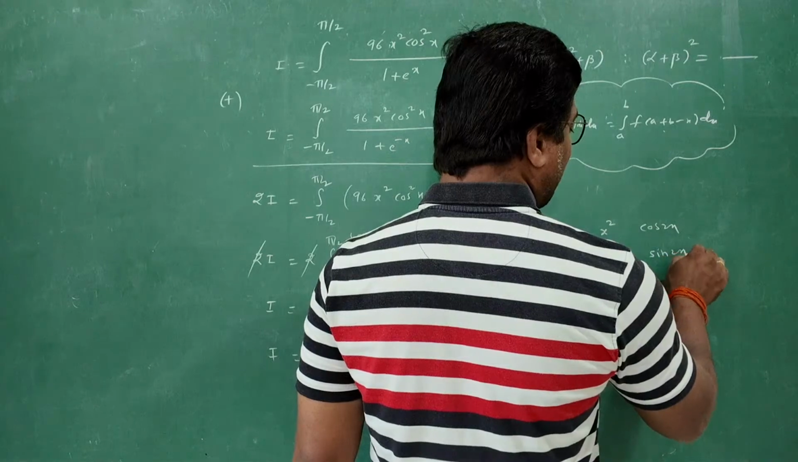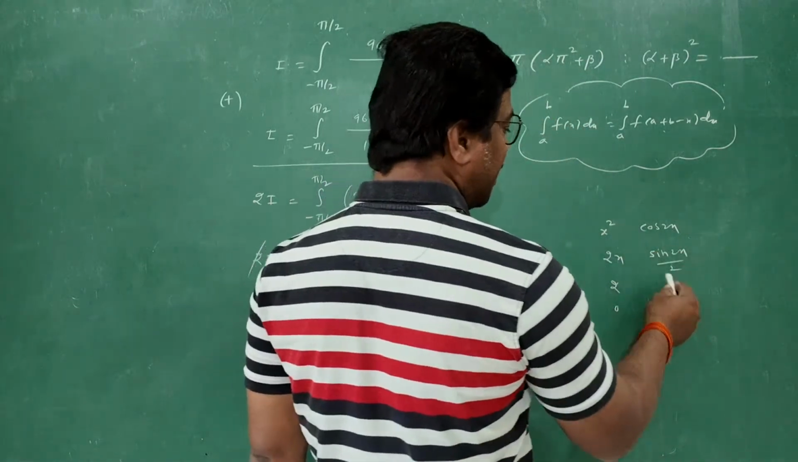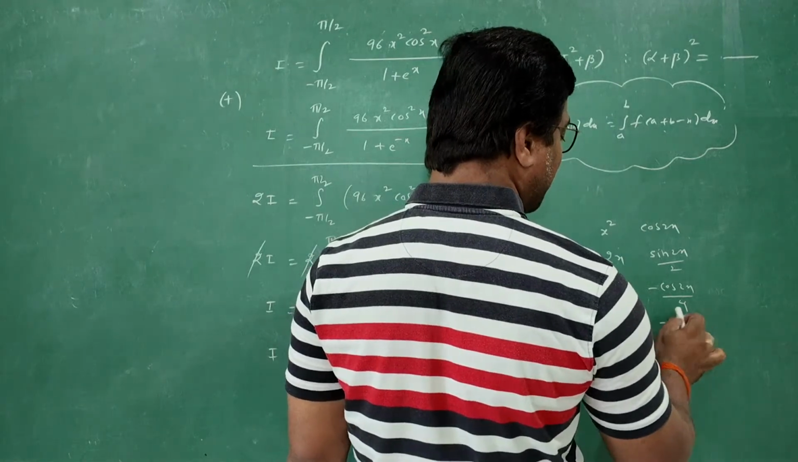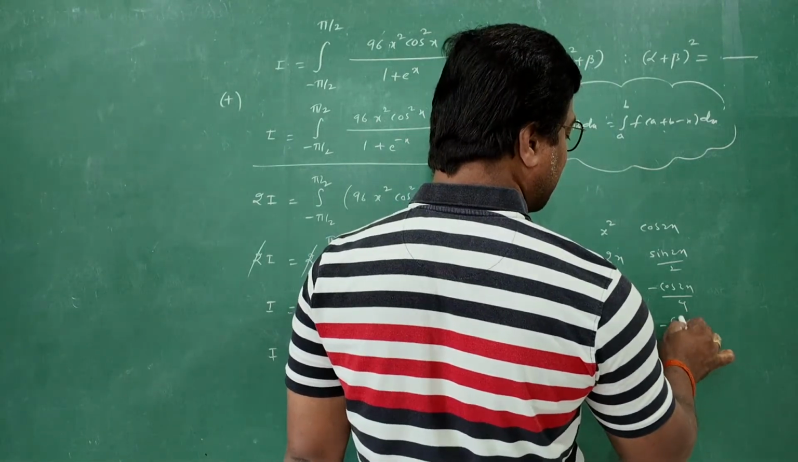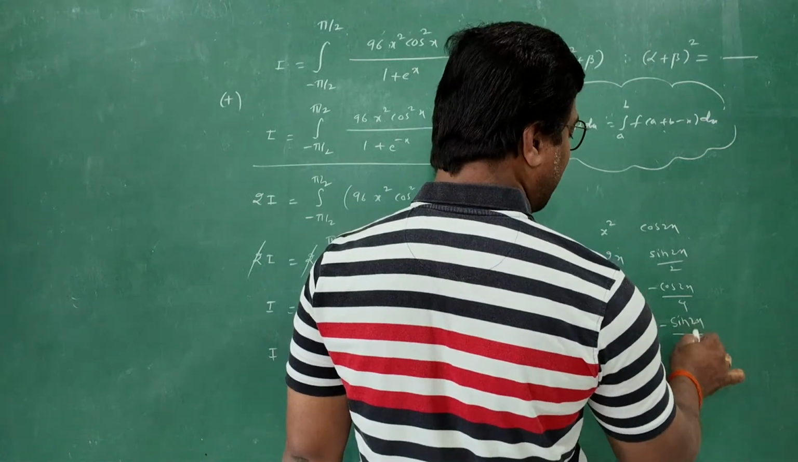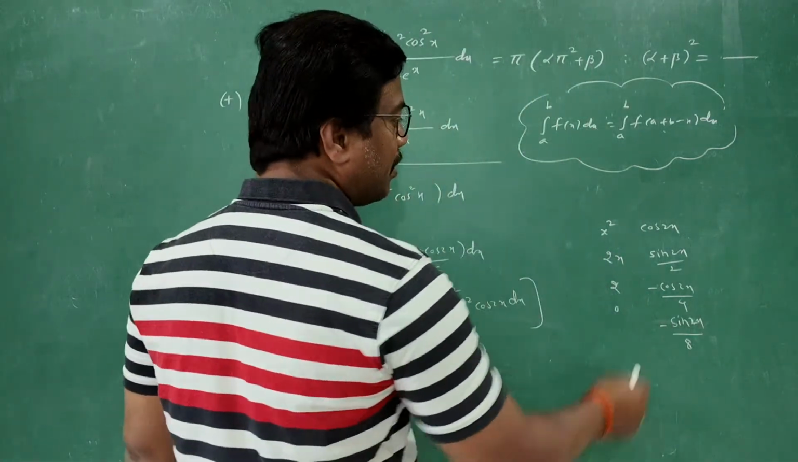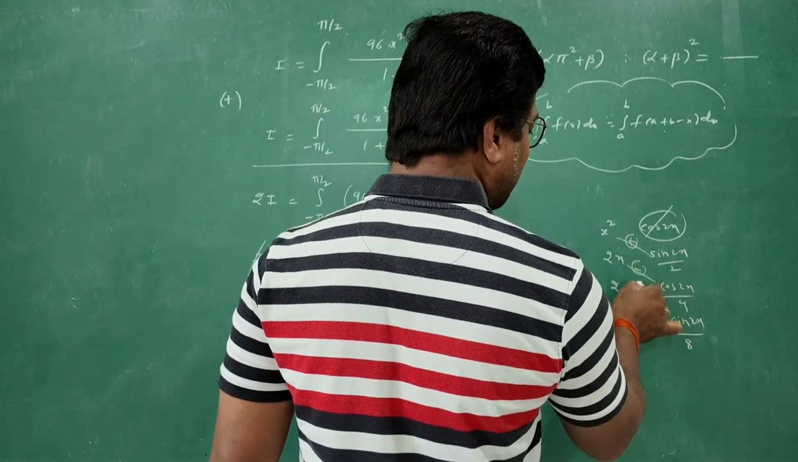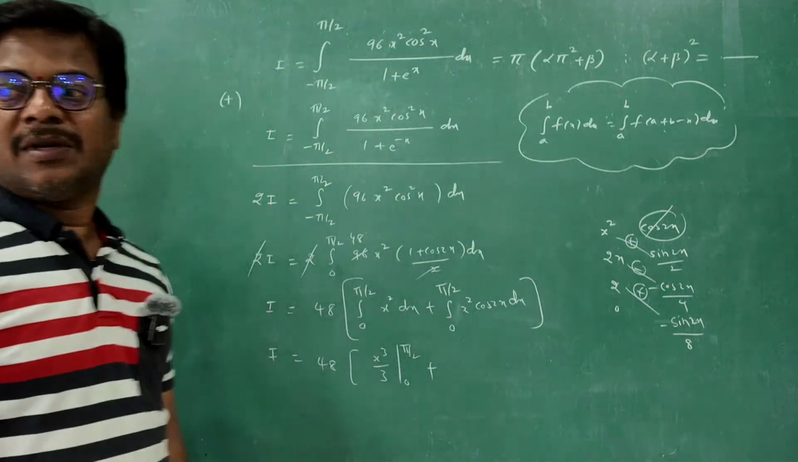Sin 2x divided by 2. Next integration, minus cos 2x by 4. Next integration, minus sin 2x by 8. Alternate plus, minus, plus symbol. This is the short method I am going to use for the UV rule.